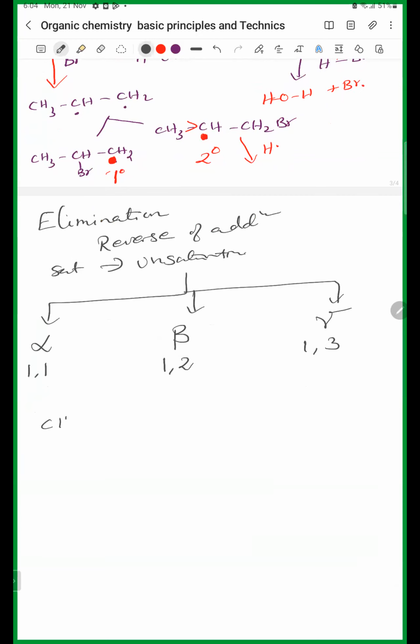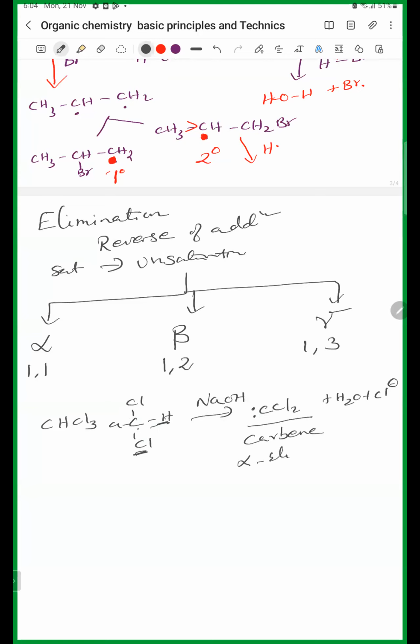So we have CHCl3, that means carbon attached with hydrogen, chlorine, chlorine, chlorine. When you put sodium hydroxide, it will generate CCl2 plus H2O plus Cl minus. The OH minus will take the H plus, and then the Cl minus leaves, generating a carbene. The hydrogen and the chlorine attached to the first carbon, the two things, are removed from the same carbon atom. That's why it is an alpha elimination.